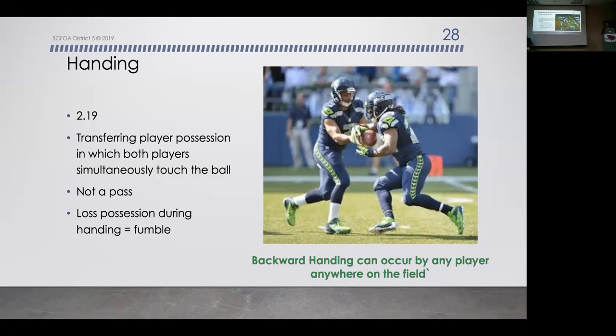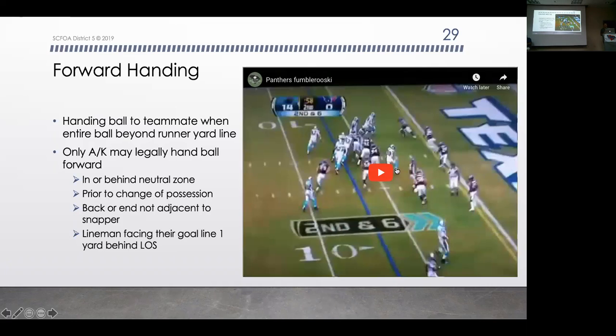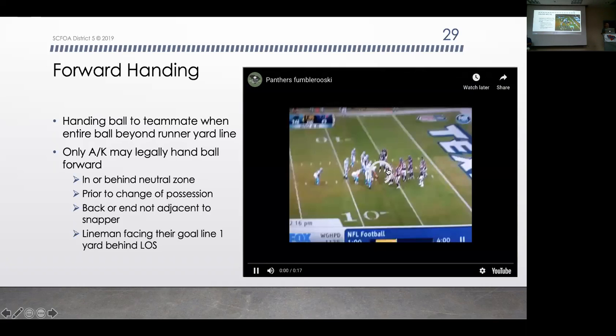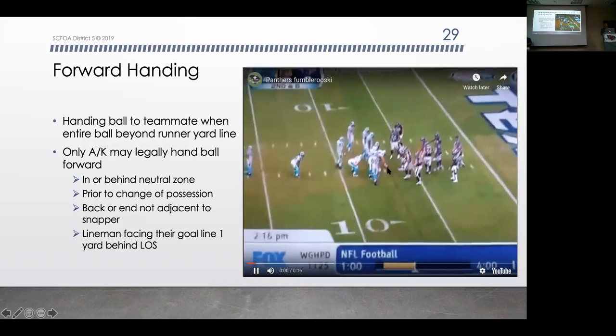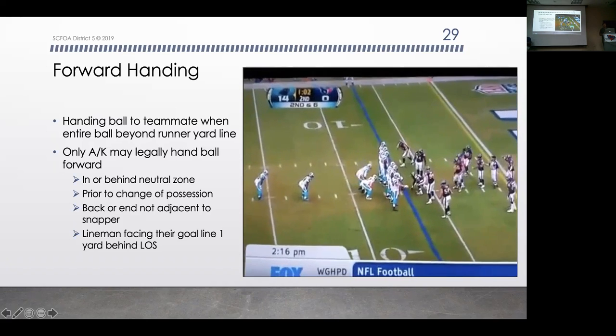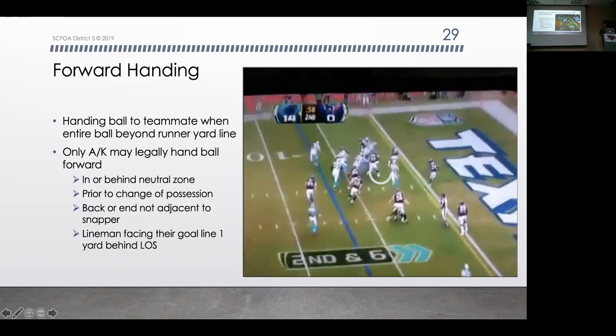Before handing, there are certain requirements here. Forward handing is handing the ball to a teammate when the entire ball is beyond the runner's yard line. So that's the definition. You can only do that if A or K is in or behind the neutral zone, prior to a change of possession, back or in, not adjacent to the snapper. Or, like we just mentioned, the lineman facing their goal line 1 yard behind the line of scrimmage. So, forward handing, only A or K can do it, and it has to meet those criteria.